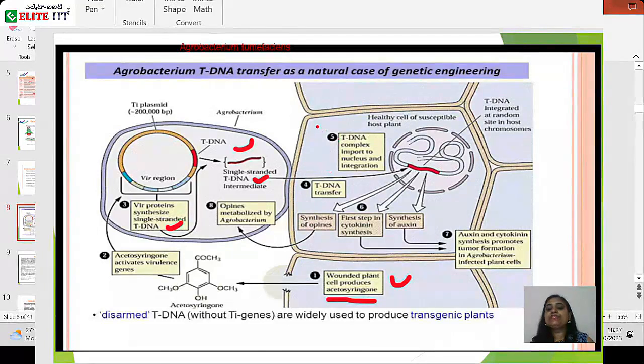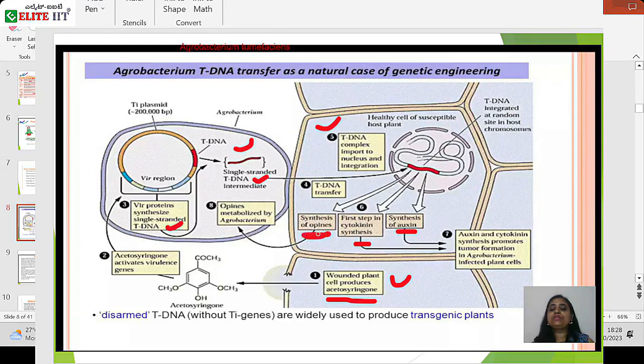Okay. In the fifth step, the T-DNA complex is imported to the nucleus and integrated. So this T-DNA is actually attached with the genome. T-DNA is integrated at a random site in the host chromosomes. A single strand is binding, then there will be replication with the formation of double strand. And what will happen? Finally, this gene will be expressed inside the plant cell. That means overproduction of auxin, cytokinin synthesis, and synthesis of opines.